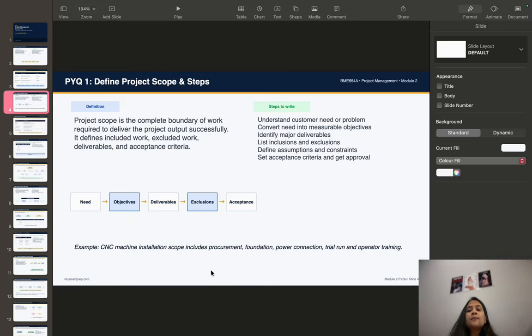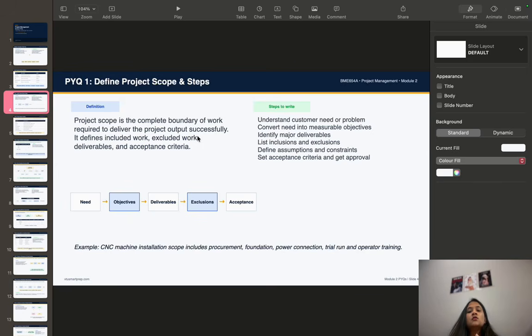The first step you should know is that you have to define it. So what is project scope? Project scope is the complete boundary of work required to deliver the project output successfully.